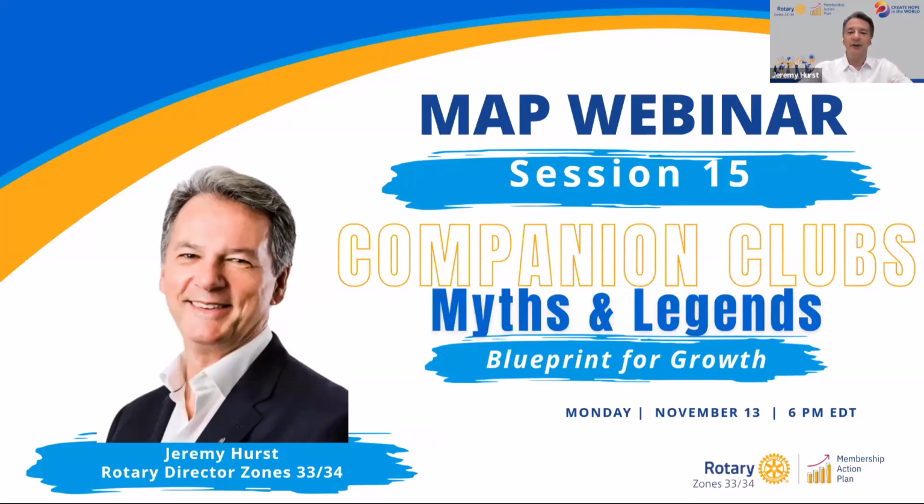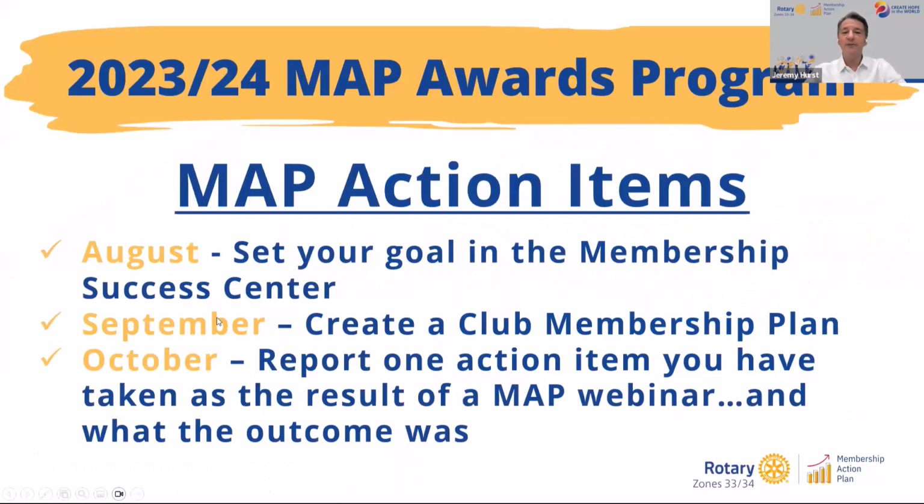Now on to our awards program. This year, it's based on 2 important criteria. The first is completing action items that will help you put your club on the path to growth. On this slide, you can see the first action items that were shared in the first 2 MAP webinars of this 23-24 Rotary year. I hope you've already completed these items, but if not, there is still time for you to do so. The second criterion is to achieve membership growth during this year.